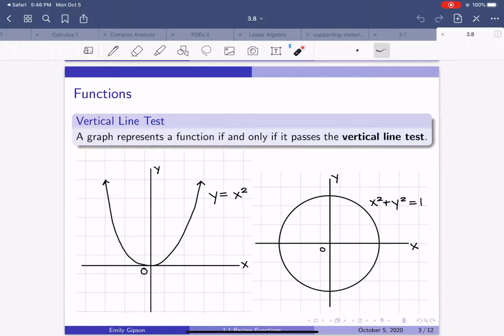So we can see that here on the left-hand side, we've got the graph of y equals x squared. If I draw a vertical line somewhere, I'm only going to cross over my function the one time. Whereas if I have x squared plus y squared equals 0, when I draw a vertical line, I pass through my graph twice, which means this graph on the right-hand side does not represent a function, but rather an expression. And why is this so important? We'll see in just a minute.